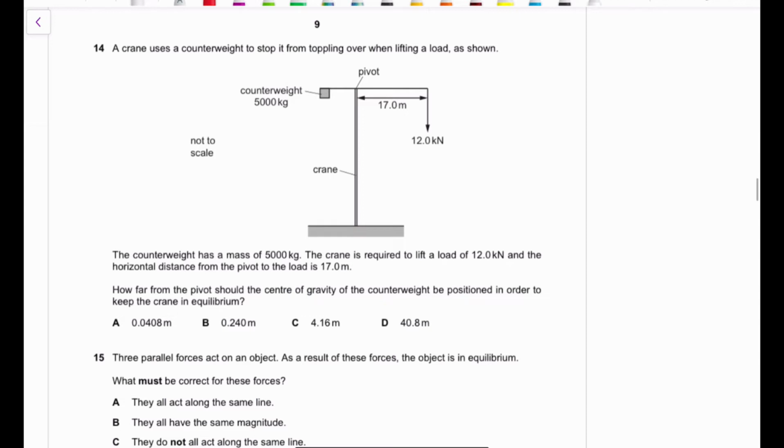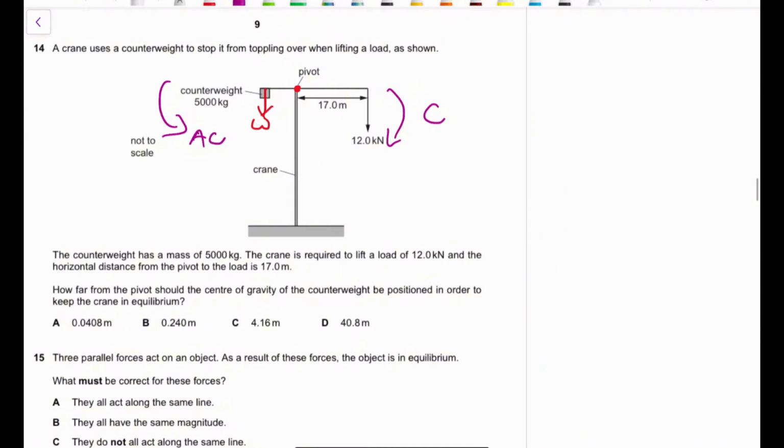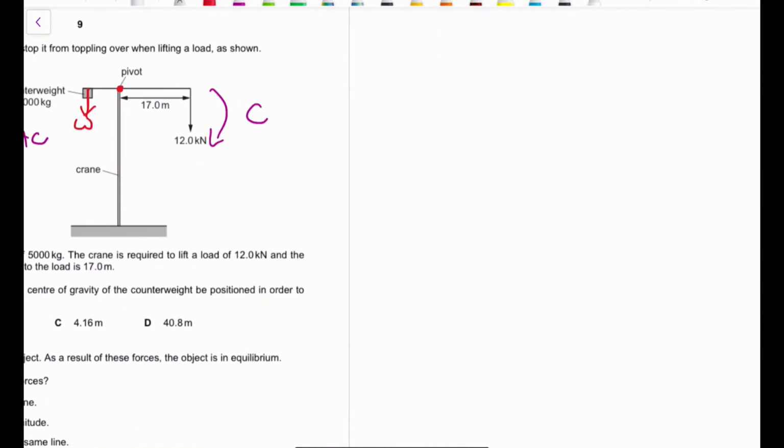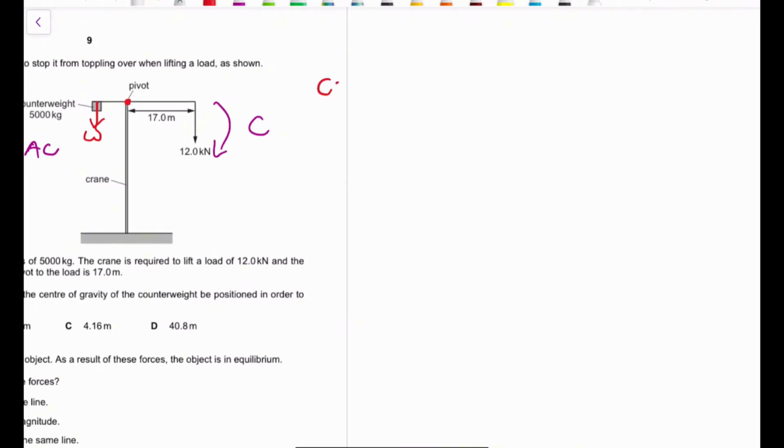What do we need? If you consider this as the pivot, we're going to have a weight down here. This is going to be clockwise, and this is going to be anti-clockwise. If you've ever seen a watch, as the watch sweeps in that way, that's clockwise. If it were to move in that direction, that's anti-clockwise. So what's moving in that direction is anti-clockwise. Basically, the clockwise moments should be equivalent to the anti-clockwise moments. What are the clockwise moments?